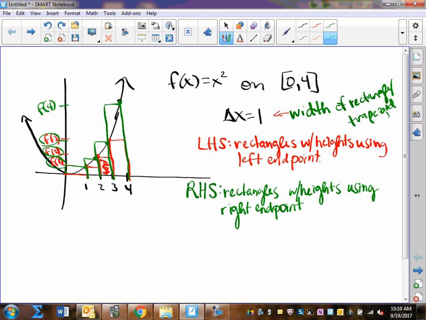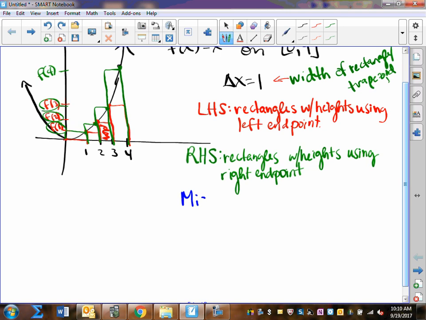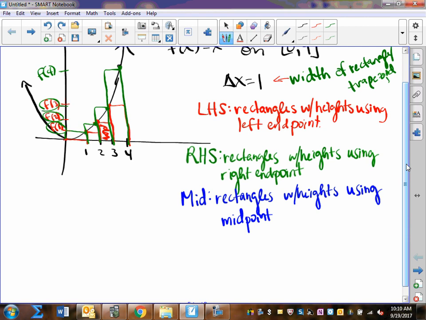Okay, questions on that? So can you guess what the midpoint one is? So midpoint, we still have rectangles. But what do you think my height is going to be based on? Middle of the rectangle. The middle of the rectangle. Okay, so rectangles with heights using, say, midpoint. So that's going to be my halfway between each of these values.